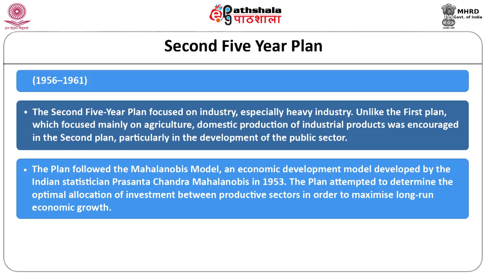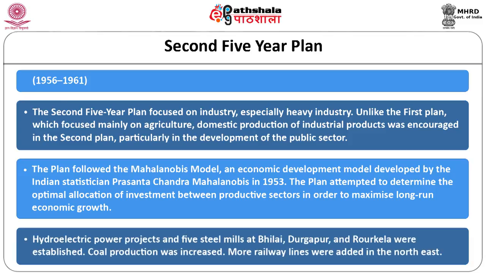And as a result of that, the physical infrastructure, that is the hydroelectric projects, steel plants, particularly at Bhilai, Durgapur and Rourkela, and coal production were increased. The steel plants were established and coal production was increased. Moreover, the railway network was extended to the northeast of our country. This is an important one.